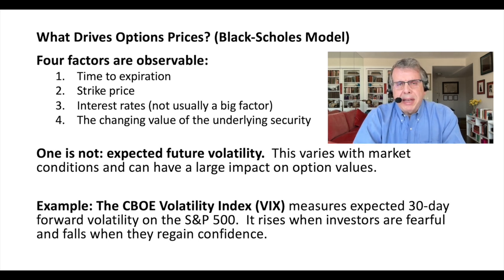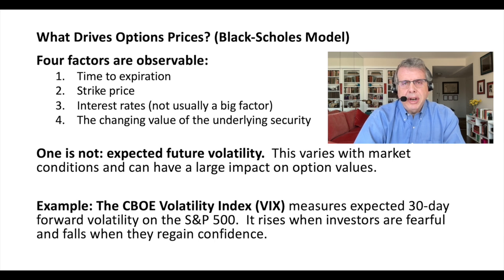Now let's talk about some basic issues. What actually creates the price of an option? And here we're going to use the Black-Scholes options pricing model, which has been around since the 1970s and is still the gold standard for understanding how options get priced. Four factors in an option's price are observable: the time to expiration, so how long the option lasts; the strike price, meaning where you get to buy or sell; interest rates, which are not usually a factor, but were in the 70s and 80s when these products really first started gaining in popularity; and then obviously the changing value of the underlying security.